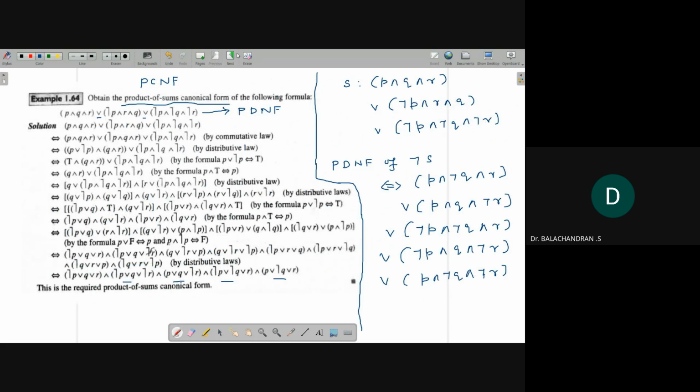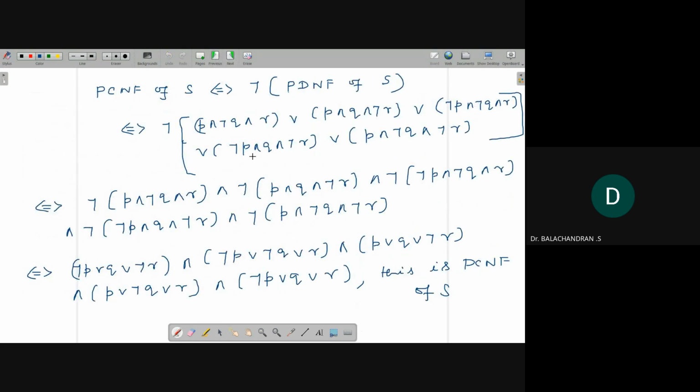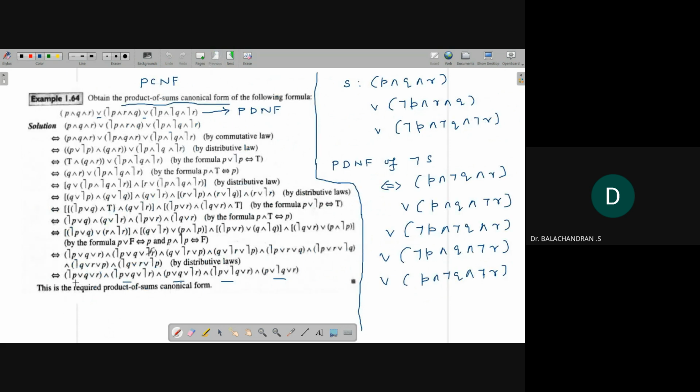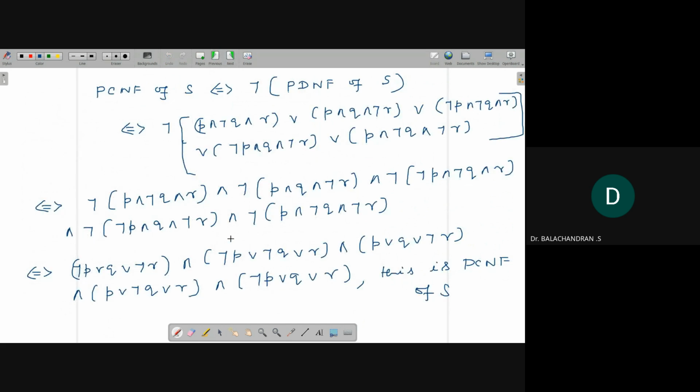This one. And then negation P, the first one. So I think we have all the five terms here. Next problem, find the PDNF and the PCNF of the formula. The problem is P or (negation P implies Q) or (negation Q implies R).